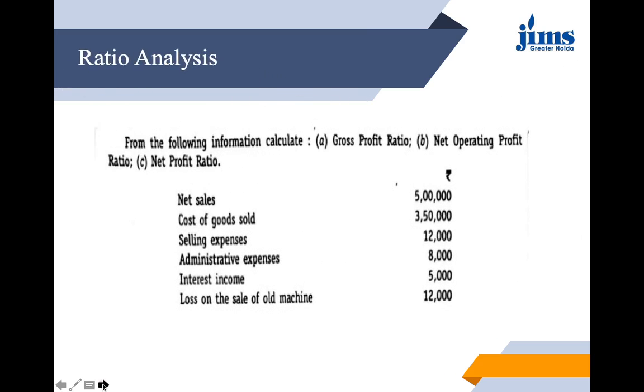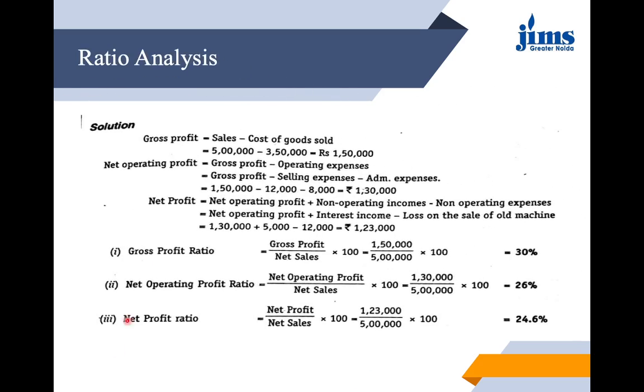Let us have a numerical. We need to calculate gross operating profit, net operating profit ratio, and net profit ratio. We are given net sales of 5 lakh, cost of goods sold of 3,50,000, selling expenses of 12,000, administrative expenses of 8,000, interest income of 5,000, and loss on sale of old machine of 12,000. Let us see the solution.